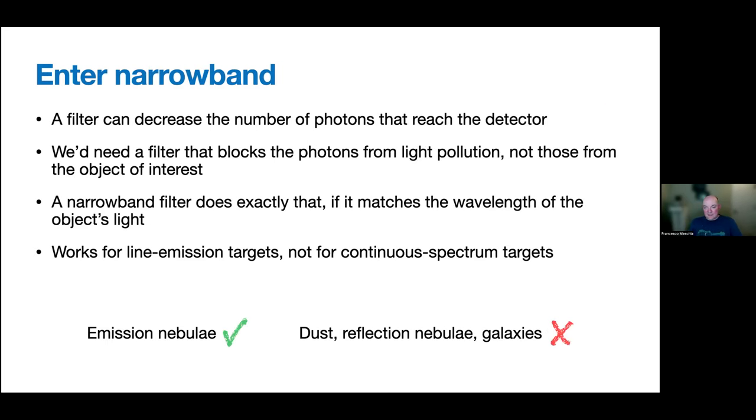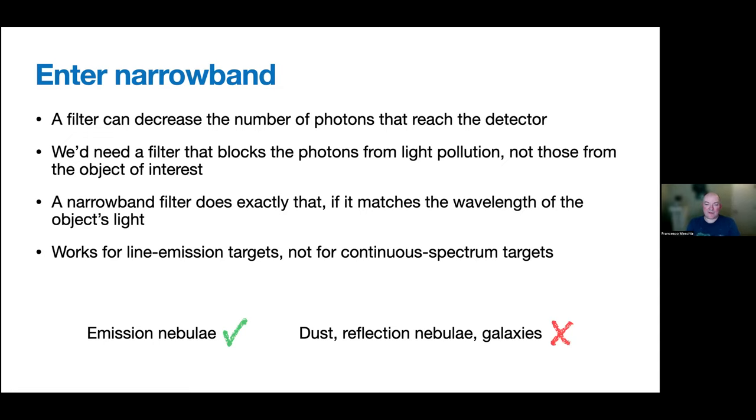But let's see how narrowband can lend a hand. There's another way to decrease the number of photons from light pollution, and it's to use a filter. Of course, we would need a filter that blocks the photons from light pollution and not those from the object of our interest. Well, a narrowband filter does exactly that if it matches the wavelength of the object light.